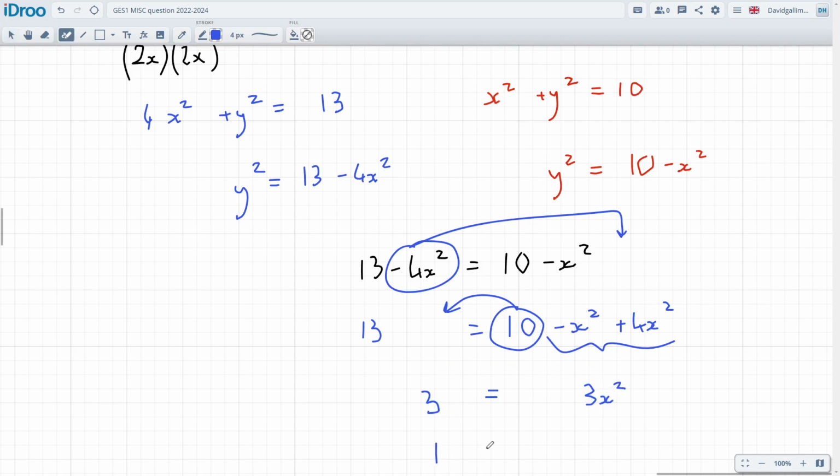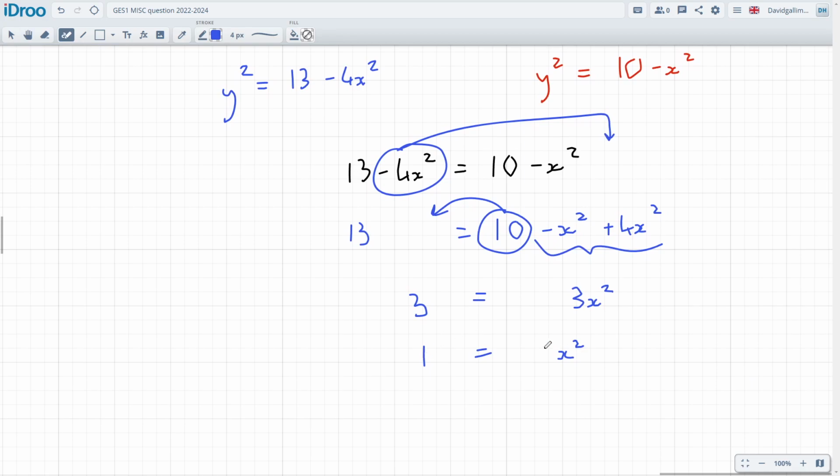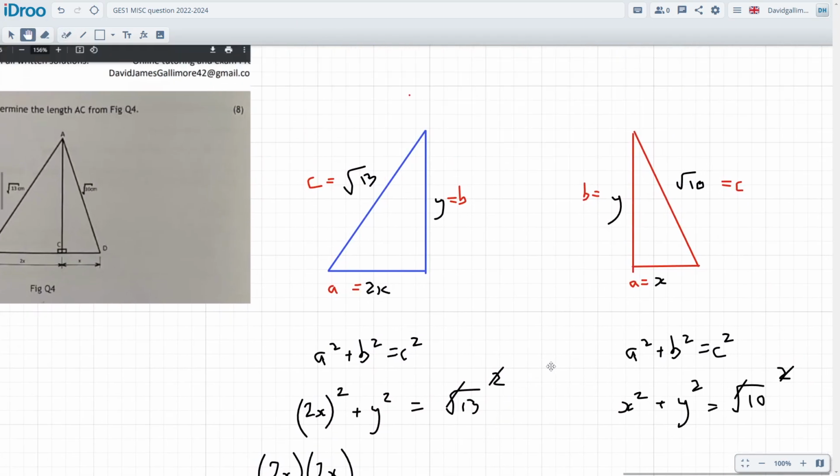We can divide both sides by 3. 1 is equal to x squared. We can square root this on both sides. Square root of 1. We're going to square it like this. It's going to cancel this out. And it's going to give us 1 is equal to x. You tend to get plus and minus x, but it's not valid for the negative values because we're talking about distances. So we don't count negatives when we talk about distances, which is a bit strange, but okay, we don't.